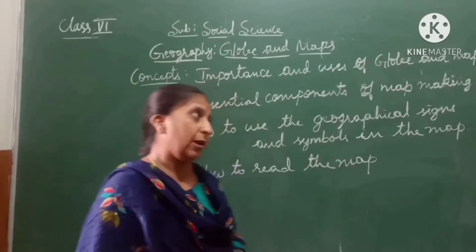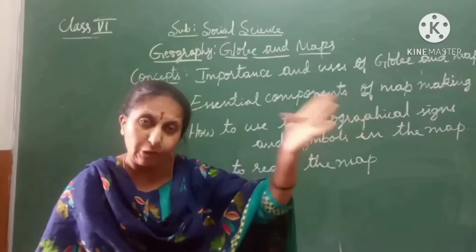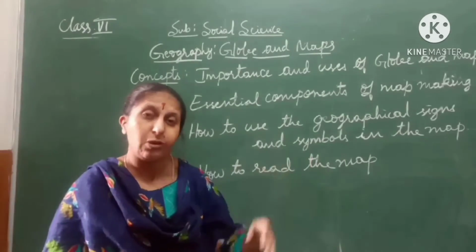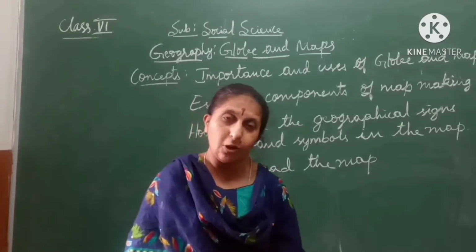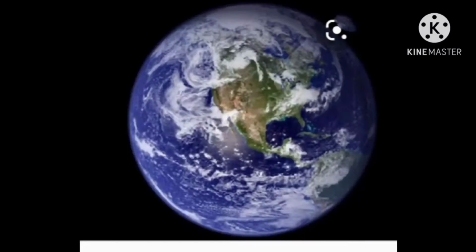First we shall learn about the globe. What is a globe? What is the importance of learning the globe? How we have to read the globe. All these things we will learn in this chapter. What is a globe? You have already learned about the shape of the earth. That is, the earth is spherical in shape, right? So it is represented by a globe.